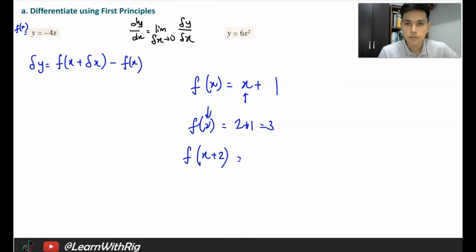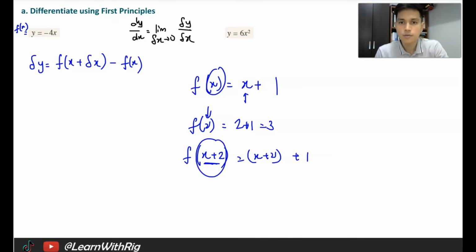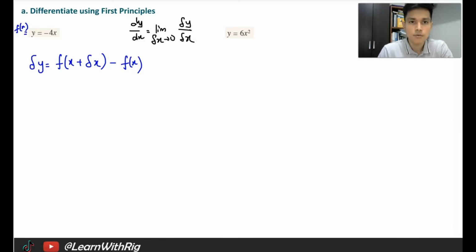But what if I ask you to find f(x plus 2)? Your equation is f(x) equals x plus 1, but instead of writing x, you change it to x plus 2, because now your x value is x plus 2. It's no longer x. So you get x plus 3. This is your answer.